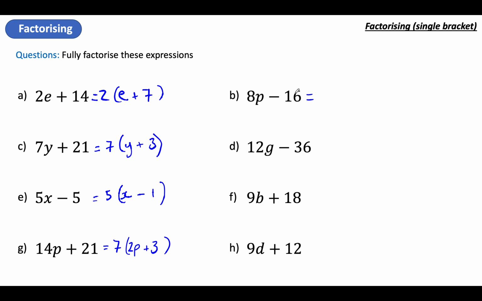Okay, next one. Let's go a bit faster now. We've been doing a few of these. Oh, I did A, C, E, and G, didn't I? Well, that's a bit weird. Okay, so 8 would divide both, and I need a p and a -2 inside my bracket to make that work.